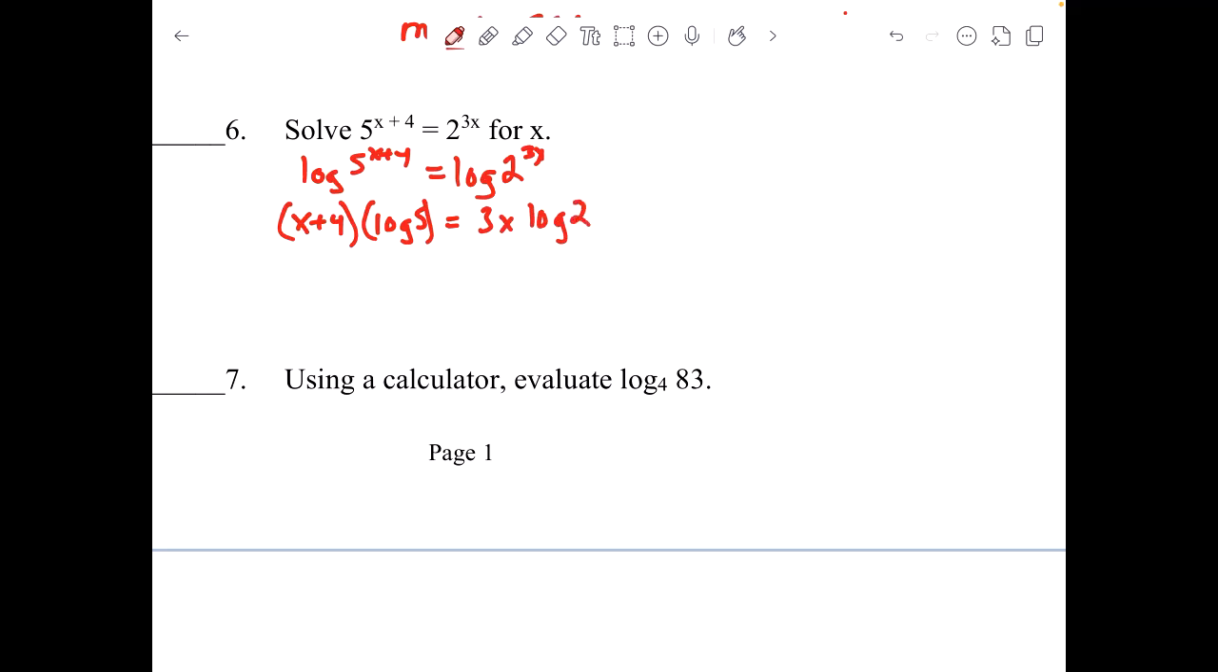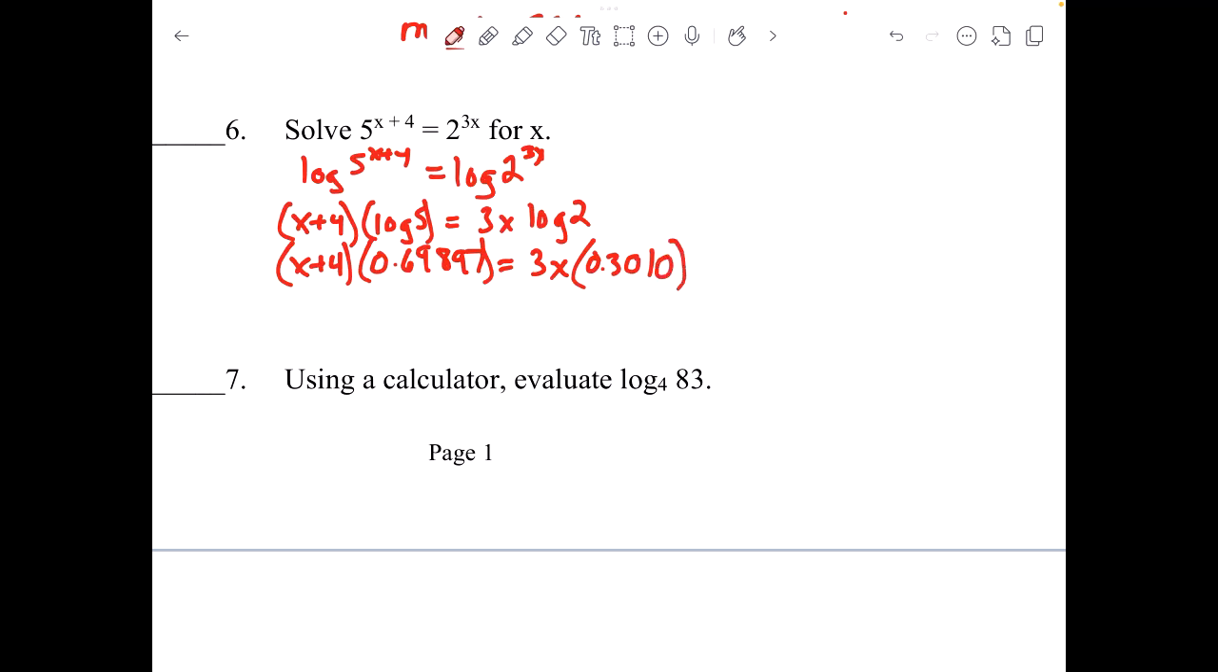Now you can substitute in the values for the log of 5 and the log of 2 at this point and then distribute. Most people prefer that. I am going to go ahead and do that. So the log of 5 is equal to 0.69897. So I have x plus 4 times the 0.69897. That's going to be equal to 3x times the log of 2. The log of 2 is 0.3010.